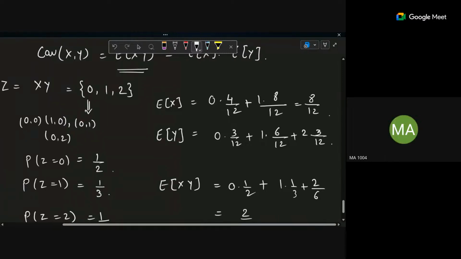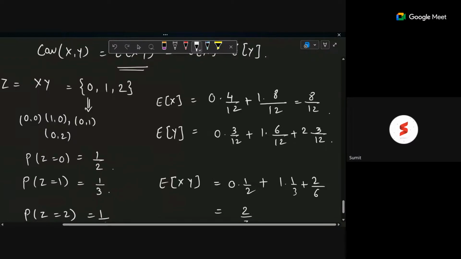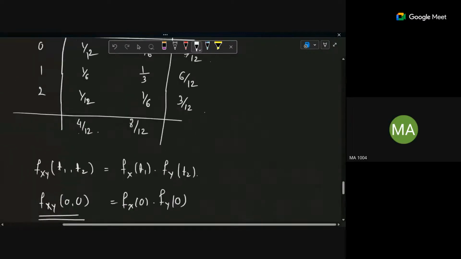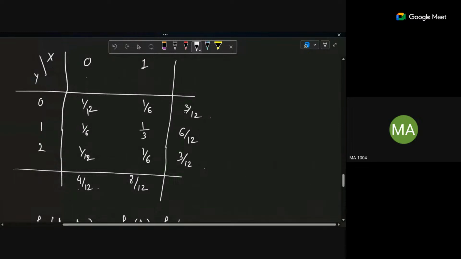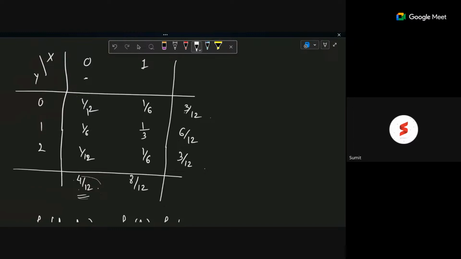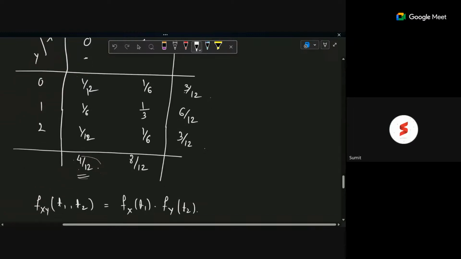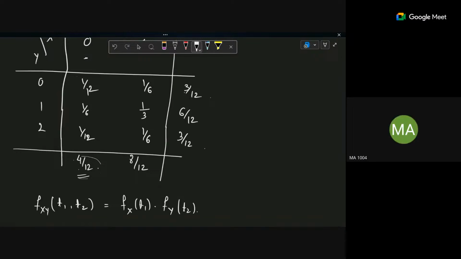Ma'am, for expectation of X, we need to calculate only the second column, no? Not the second column, the marginal PMF. Marginal PMF for X at 0, fX at 0 is 4 by 12. This one, the last row. Ma'am, we can also calculate expectation of X by calculating the second column. Which second column? Because the first one is 0, no? Are you talking about this one? No, this is joint PMF. You can't use it for calculating the marginal.